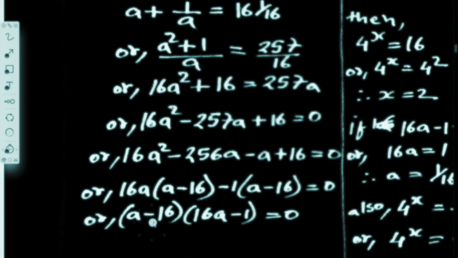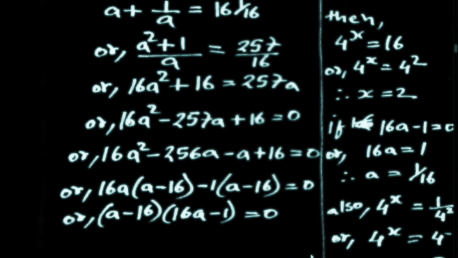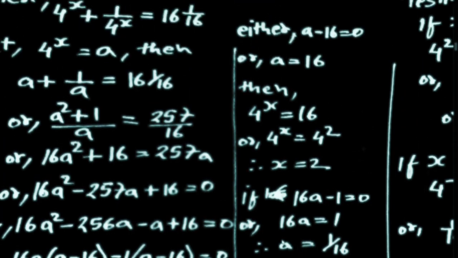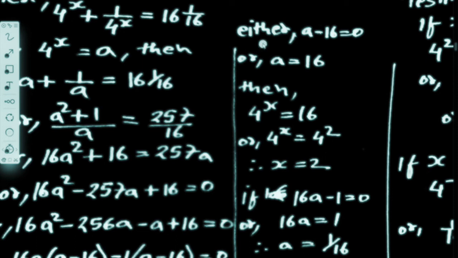Now from this we can get the value of a. Either a minus 16 equals 0, the first factor, so a minus 16 equals 0, or a equals 16. Now the side of 16 is changed, so minus will be changed into plus, so a equals 16. Then in place of a, we have to keep 4 power x, since 4 power x equals a.